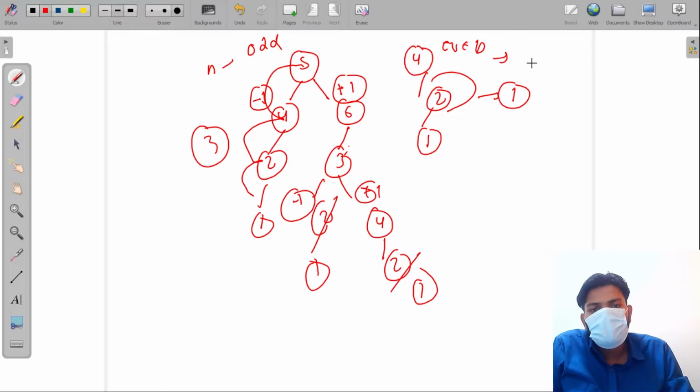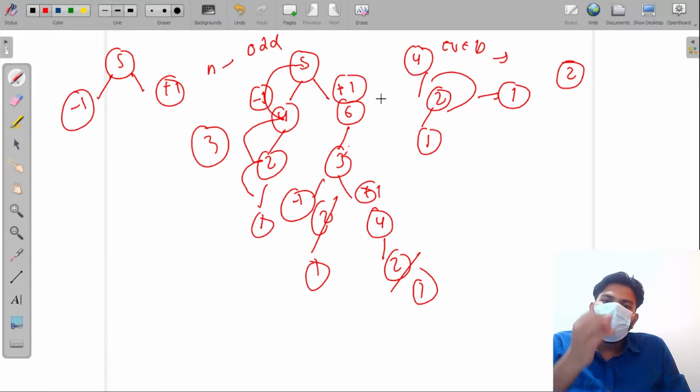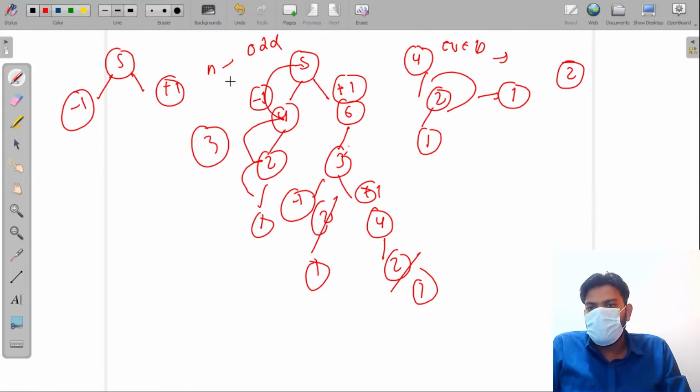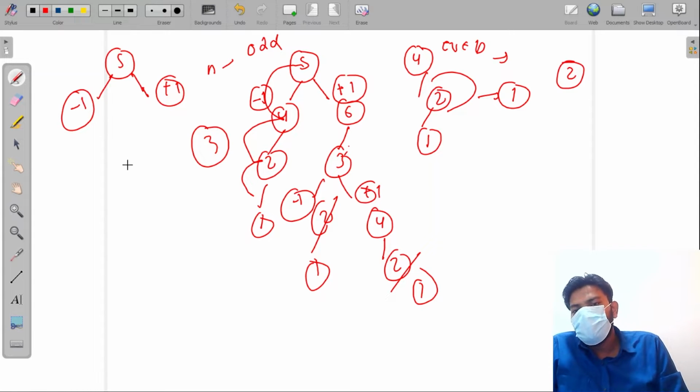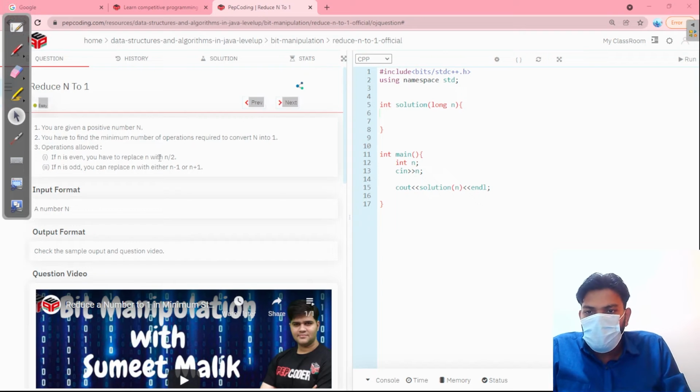Okay, but in the even case, always you have to divide by 2. In the odd case, you have only 2 options: you can increase by 1 or decrease by 1. In the even case, you have only 1 option, to divide this number by 2. So you have to reduce this number to 1 with minus 1 and plus 1. How can you decide whether to use minus 1 or plus 1? This is your question: in the even case you replace n with n by 2, but in the odd case you can replace n with either n minus 1 or n plus 1.